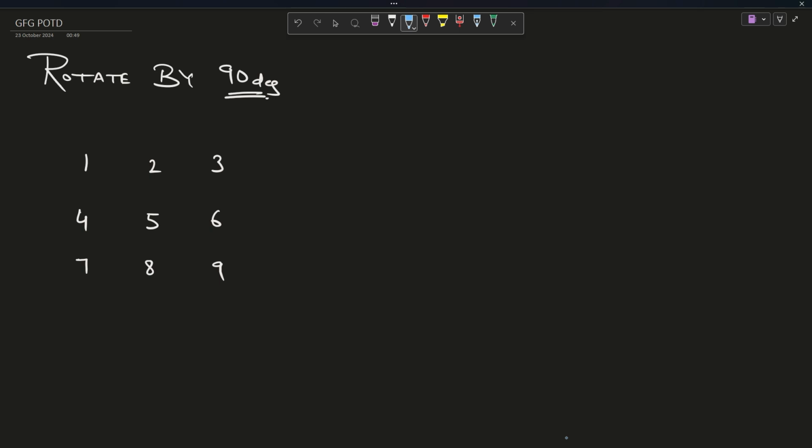So today's question is rotate by 90 degrees. What does the problem say? The problem is actually very simple. The problem says you have been given a matrix, a square matrix to be precise.